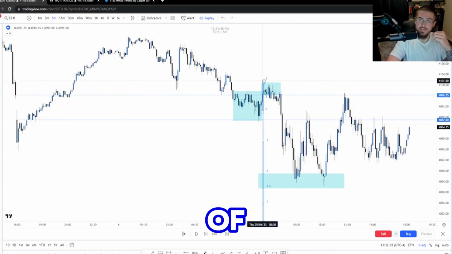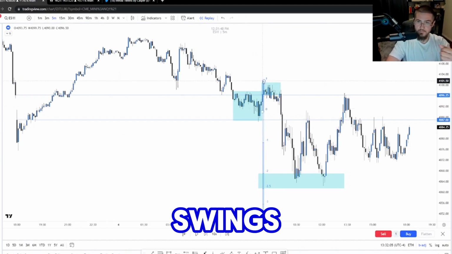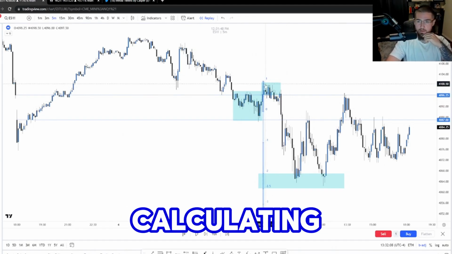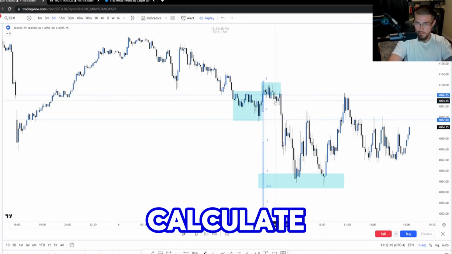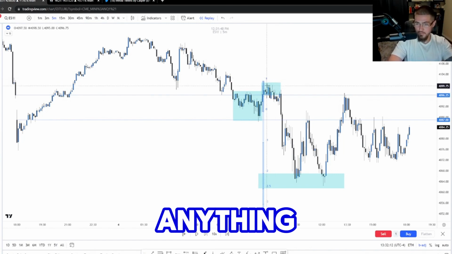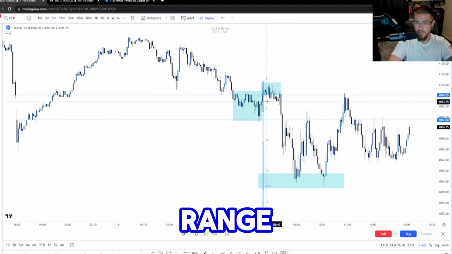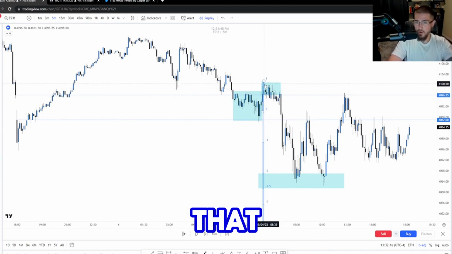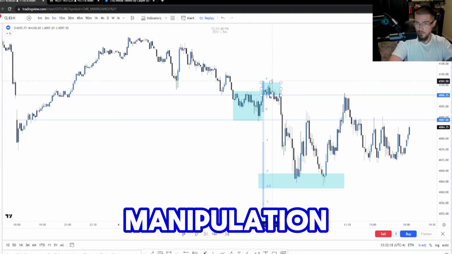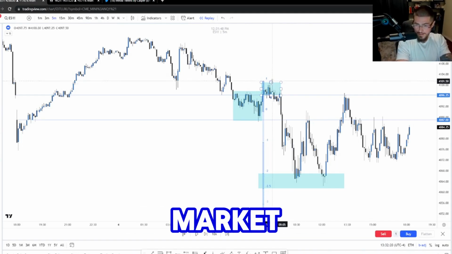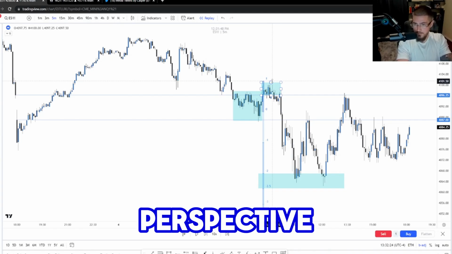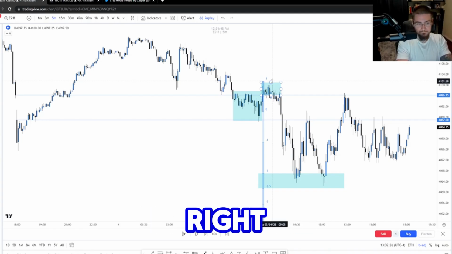But it's really based off of using time-based manipulation swings, and then calculating, I don't even say calculating, it's not like we're really calculating anything. Projecting a range based on the manipulation that occurred during the manipulation cycle. But in order to understand that the market is in that manipulation cycle, you have to look at it from a time-based perspective, right?